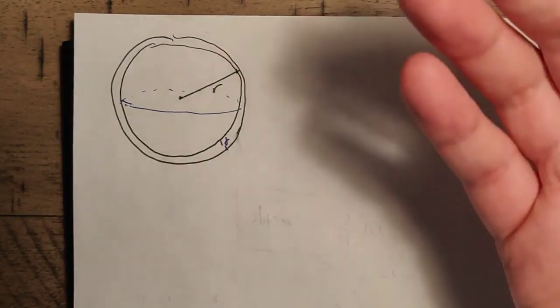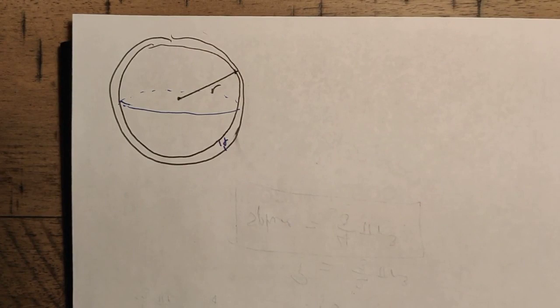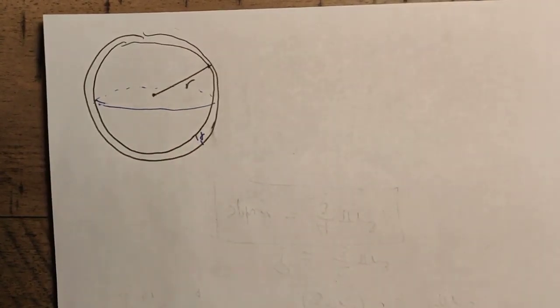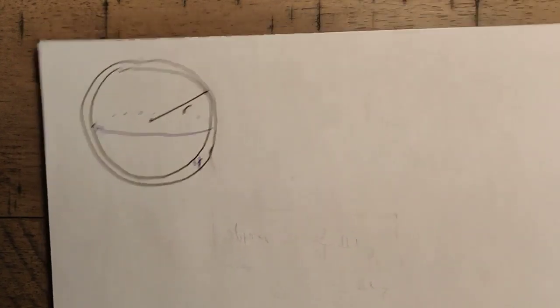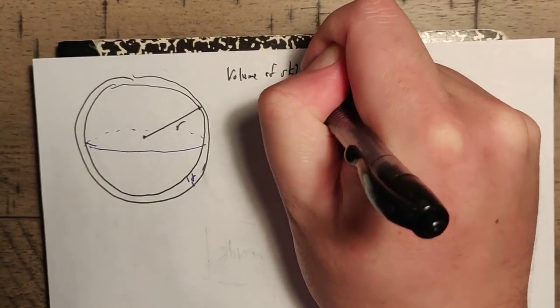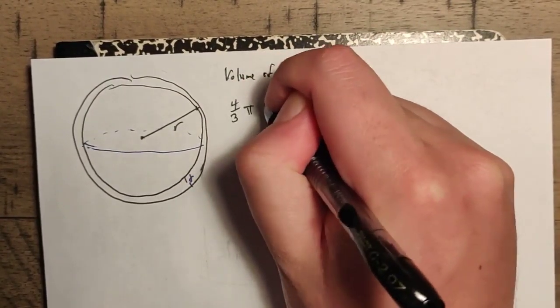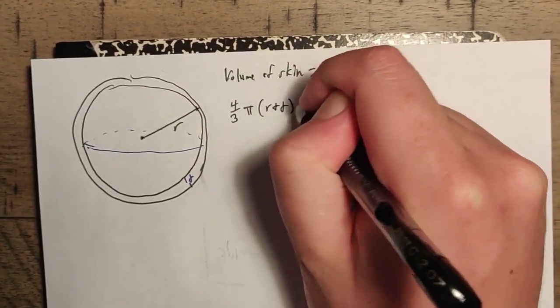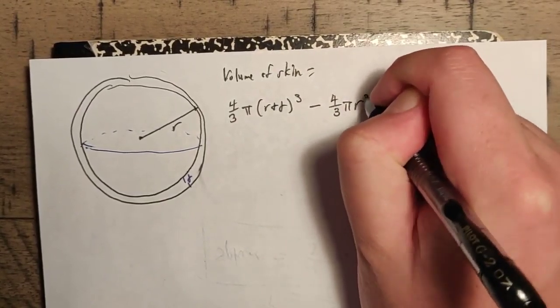Now, if the skin has a thickness T all the way around, this means that the outer surface of the sphere, encased in its skin, is going to be a new sphere with radius R plus T. Since the original sphere has radius R, the volume of the skin should simply be the difference between the two spheres. So the volume of the skin is going to be 4/3 pi times R plus T cubed, minus the volume of the inner sphere, which is 4/3 pi R cubed.